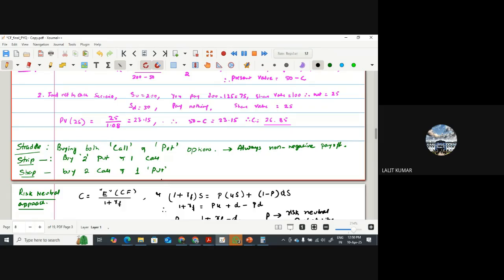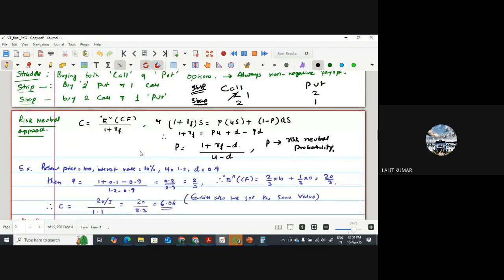Strip, just to remember, first is call and then is put. So strip means call is 1, put is 2. And strap is the opposite: call is 2 and put is 1. Is that okay? Okay.